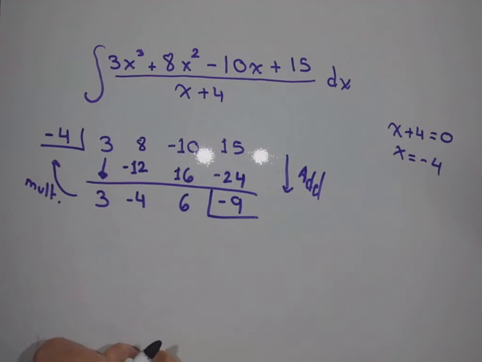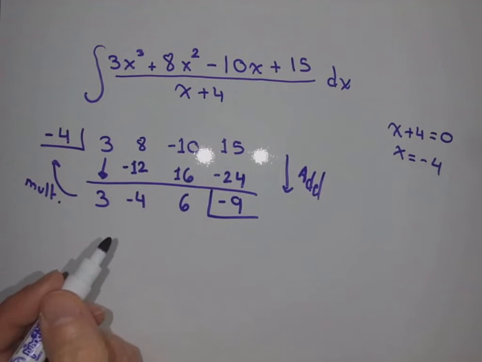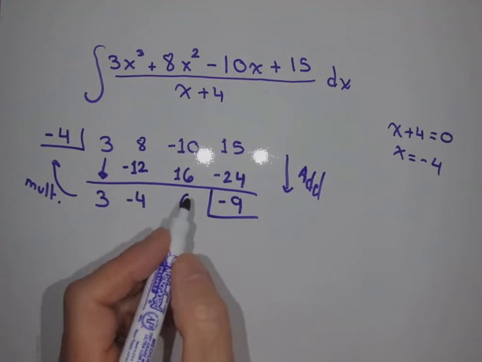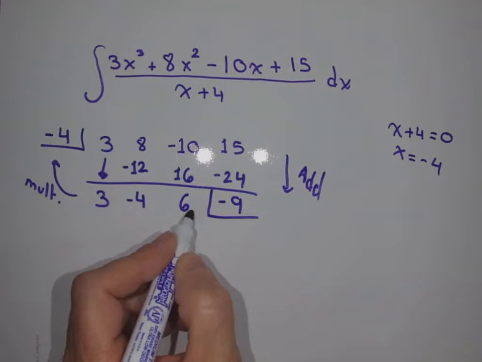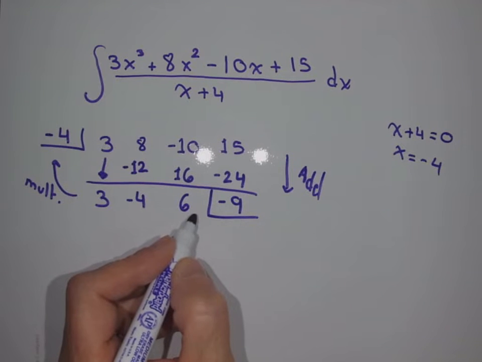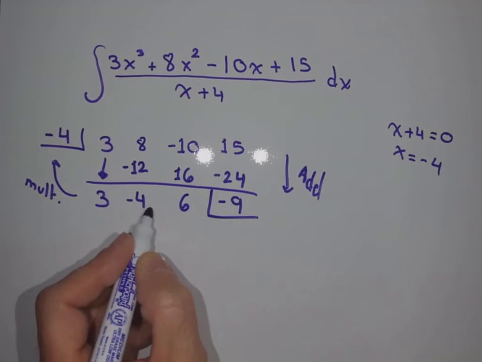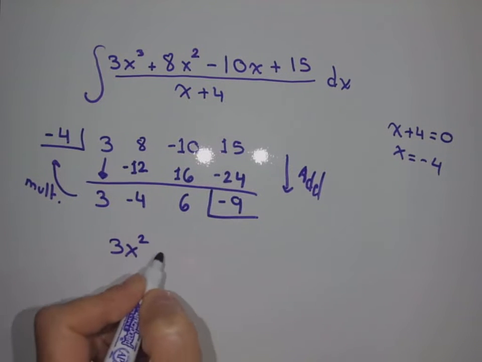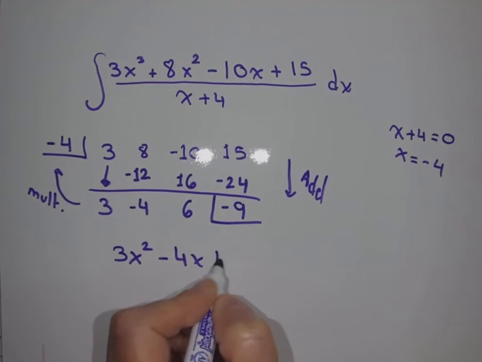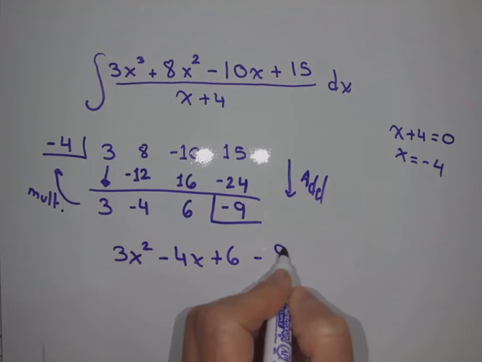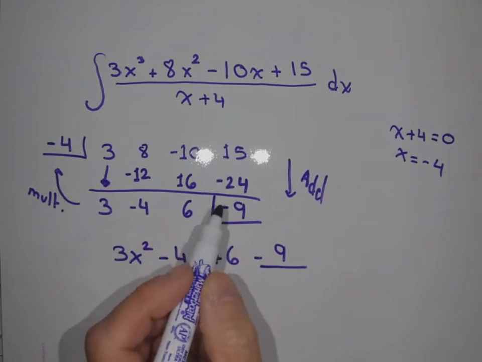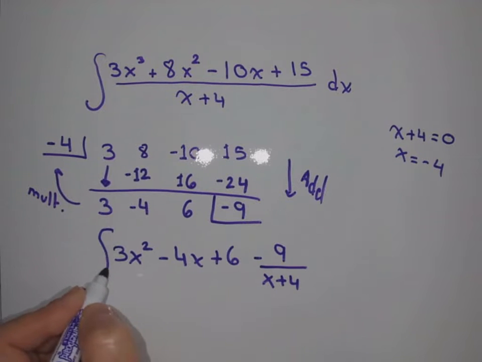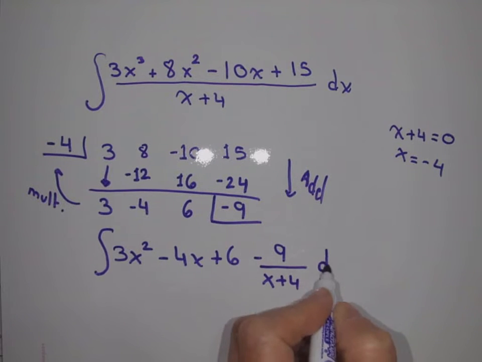Now that's your remainder, and then those will be your answer, right, plus the remainder. So the first one here next to the box, next to the remainder, it goes up by degree. So that's your constant, that's your linear term, that's your quadratic term. So the answer will be 3x squared minus 4x plus 6, and then minus 9 over, because it's a negative, what we divided by, right? So x plus 4. And this is what I'm going to integrate now. Don't forget your dx back there.